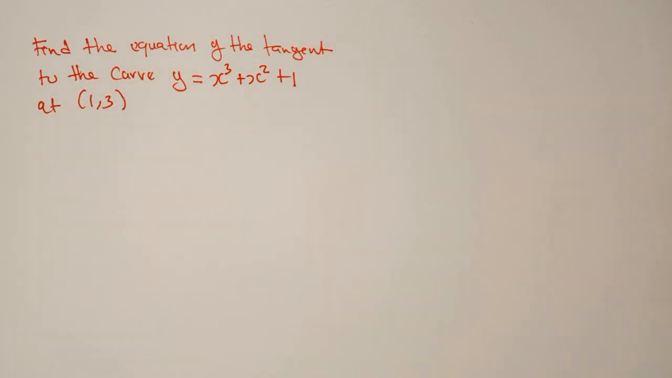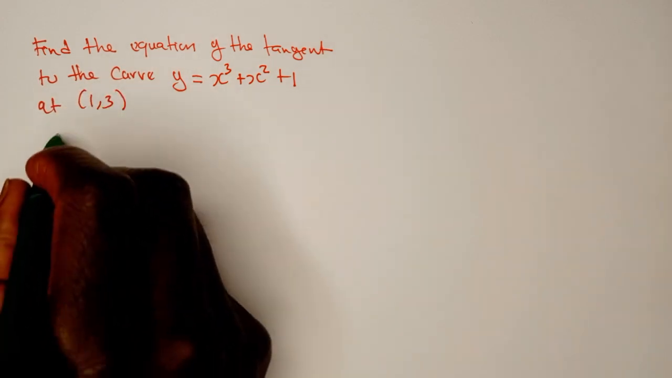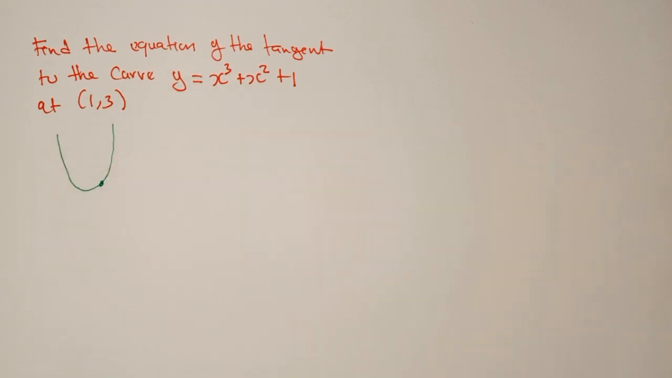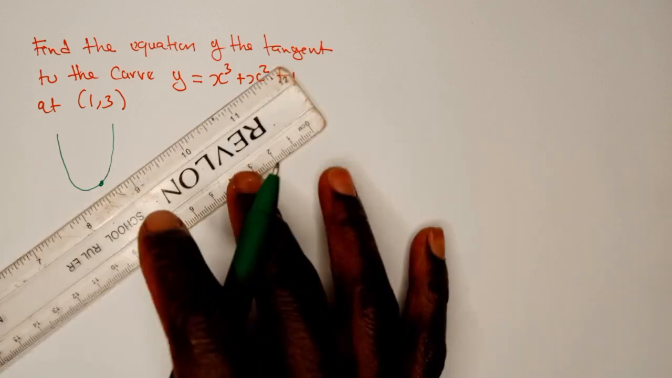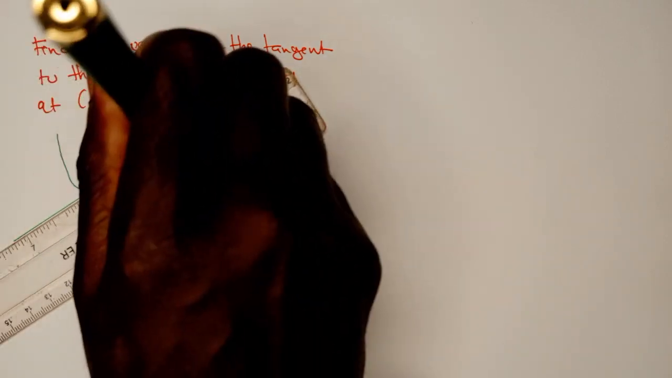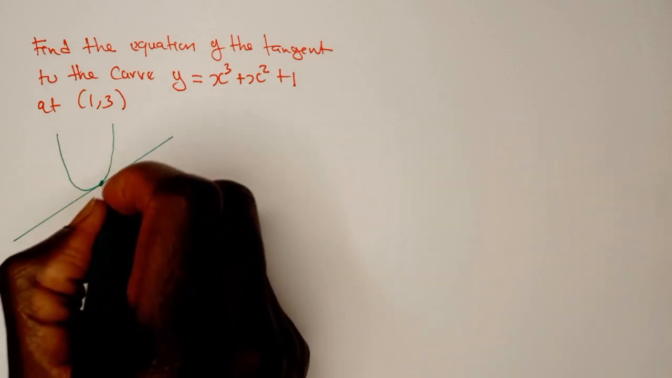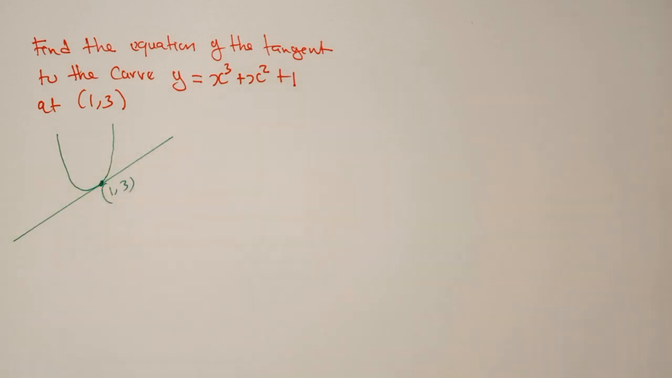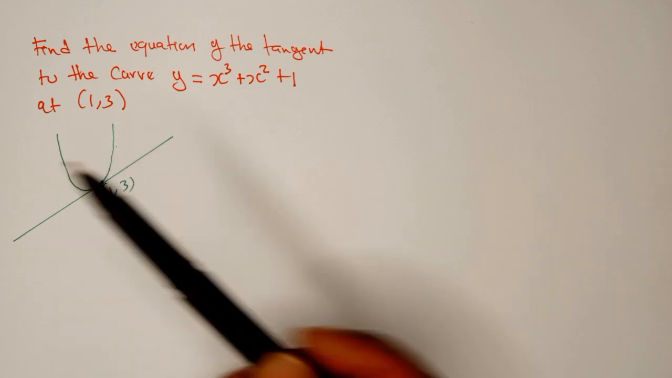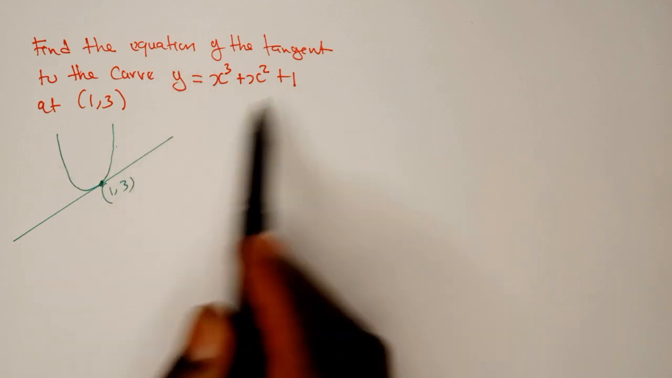So if we sketch that, let me assume this is my curve and this is our point. I have a line passing through that point, which is our tangent, and the point is (1, 3). So I can now get the gradient of this curve at this specific point by differentiating this function.